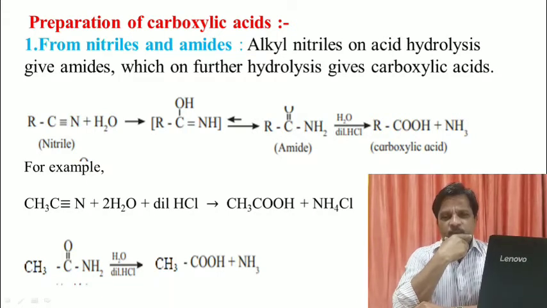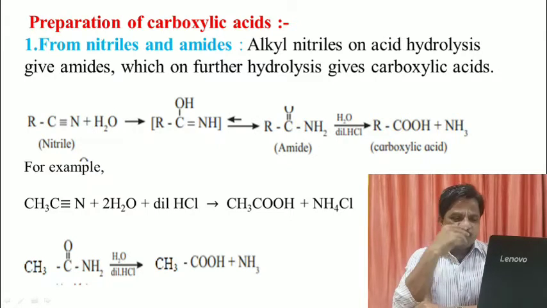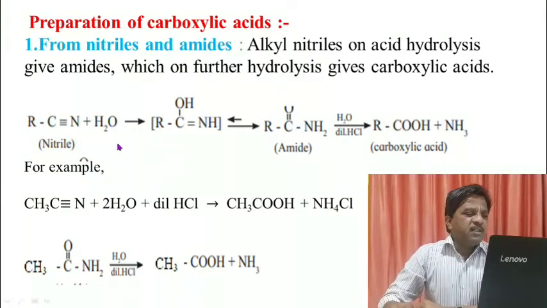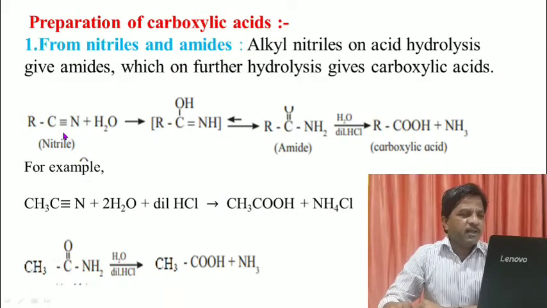Now see first method, from alkyl nitriles and amides. Alkyl nitriles and amides on hydrolysis give the corresponding carboxylic acids. So alkyl cyanides on hydrolysis first give amides, which on further hydrolysis give the corresponding carboxylic acids. Now see here, the first general reaction is given here. This is the representation of alkyl cyanide or nitrile. That is, the functional group is C triple bond N.